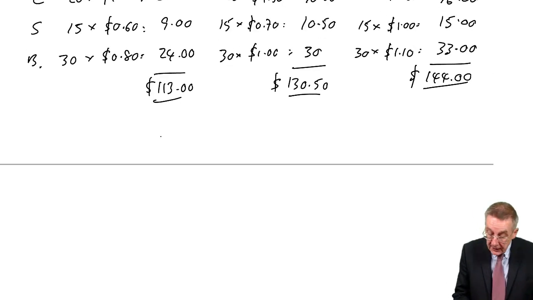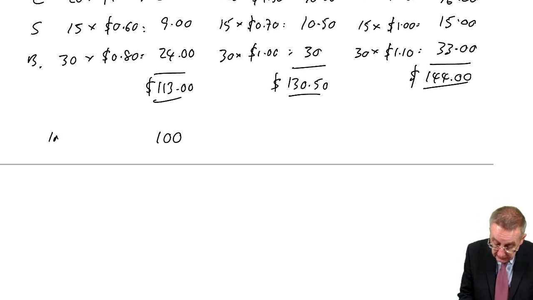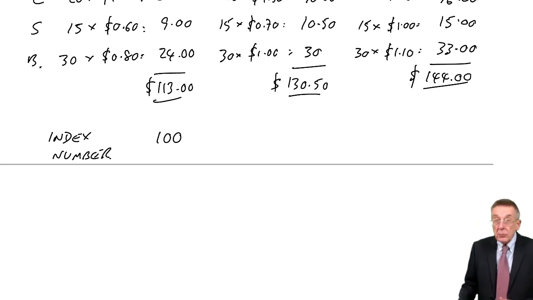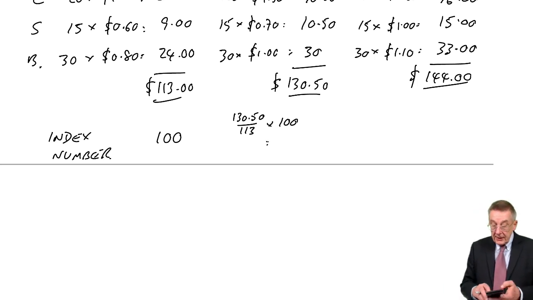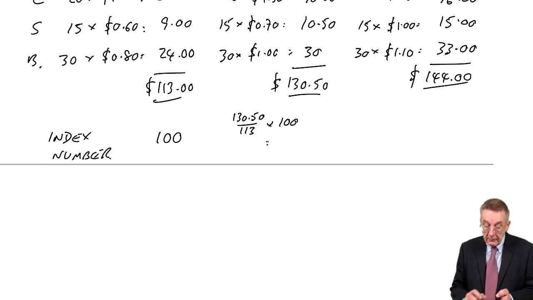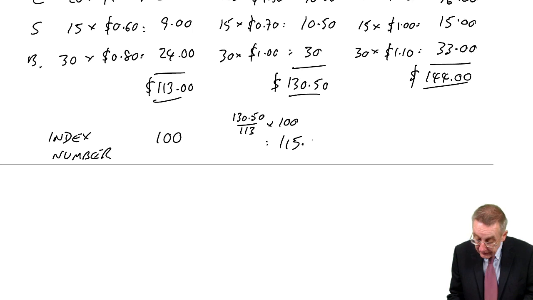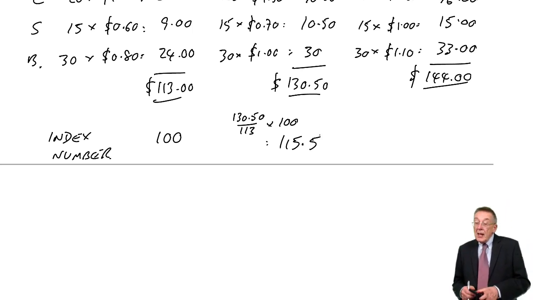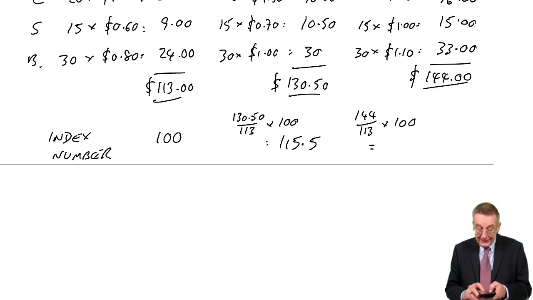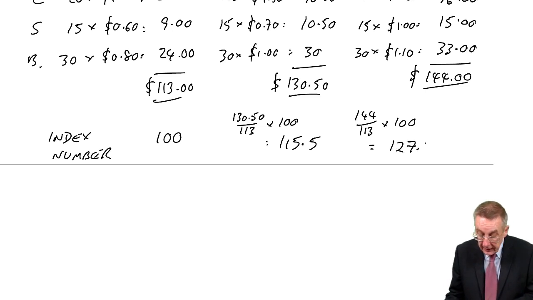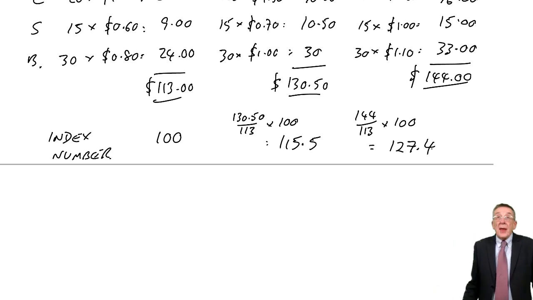It says base year is 2008, so the index number is 100. What would it have been in 2009? Well, in exactly the same way as we did in example one, 100, it's gone to 130.50 from 113, which gives an index number of 115.5. And in the last year, 2010, well, it's gone from 113 to 144, which gives us an index of 127.4. So that's our Laspeyres.